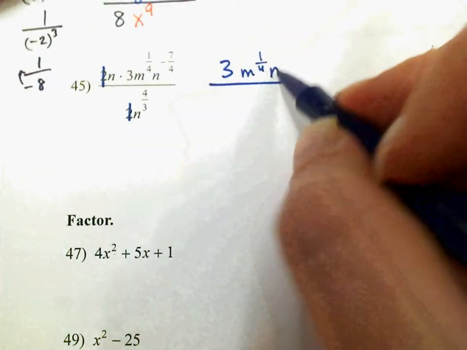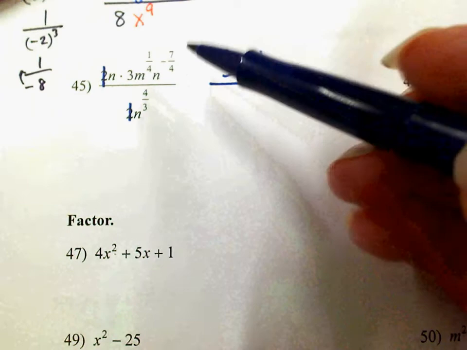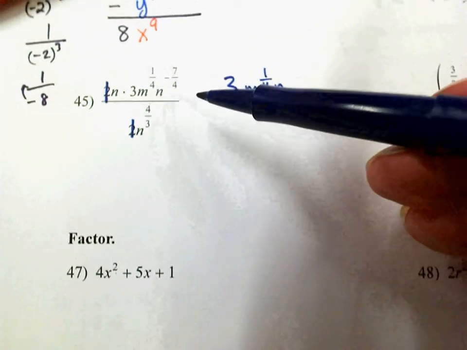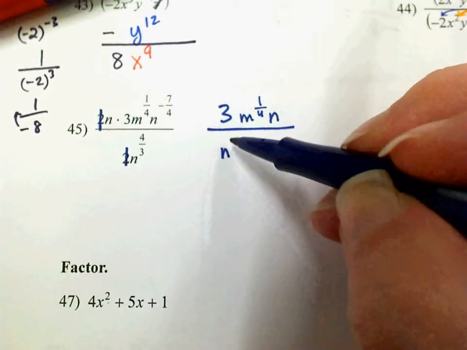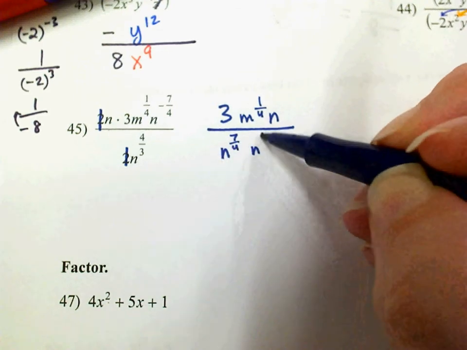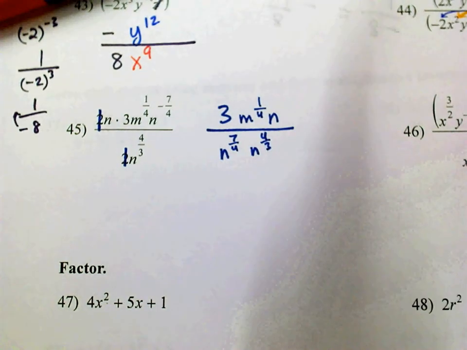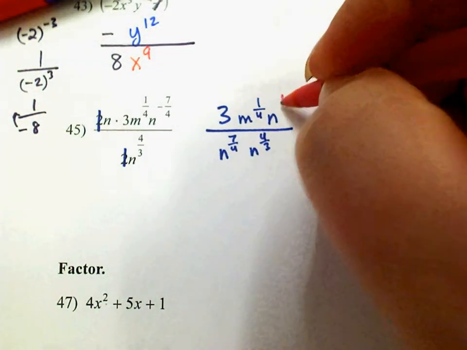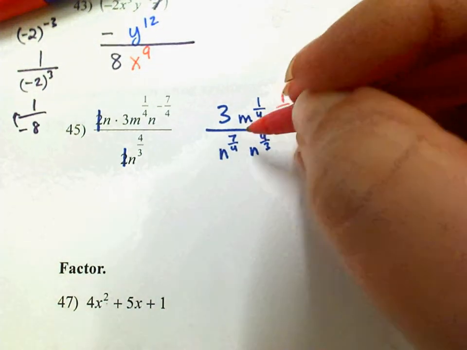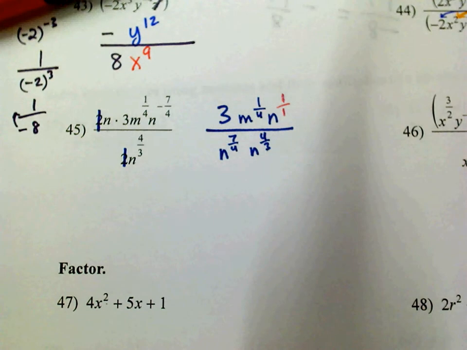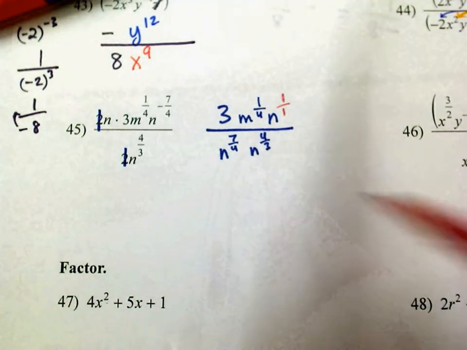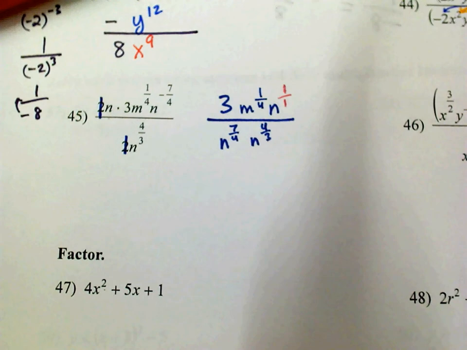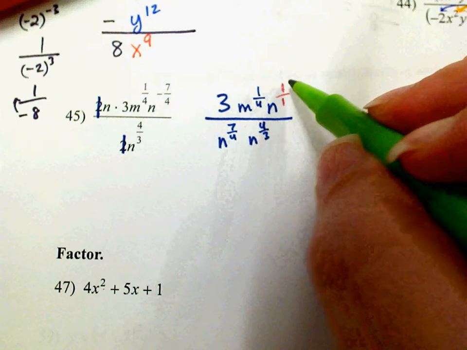Where does this n go? Denominator. So n to the 7/4 down here with an n to the 4/3, yeah? Okay. I'm going to need to simplify out the n's, but I'm going to need a what first? Common denominator. So I'm going to rewrite this as n to the 1/1, 7/4, and 4/3, right? So what's the common denominator between 1, 4, and 3? 12? Yeah? So that means I need to multiply this one up here by 12 on top and bottom.